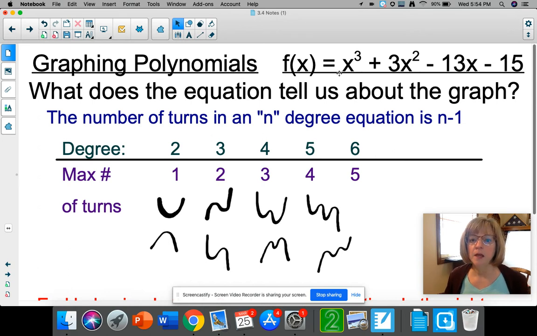And the A value, our leading coefficient, is positive. So it's going to resemble our plain old x cubed graph. So it's going to look kind of like this one here. The left side's going to be negative, and then the right side's going to be positive.